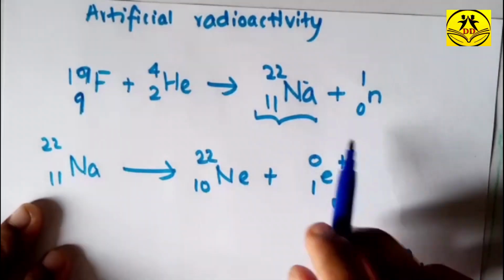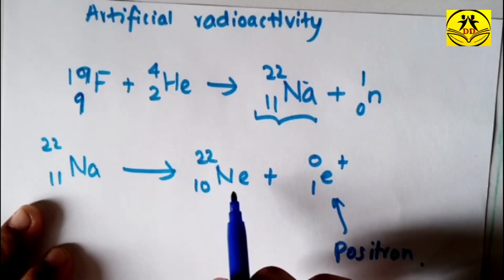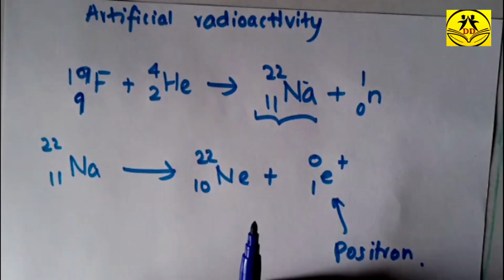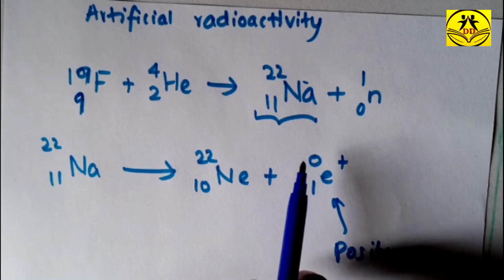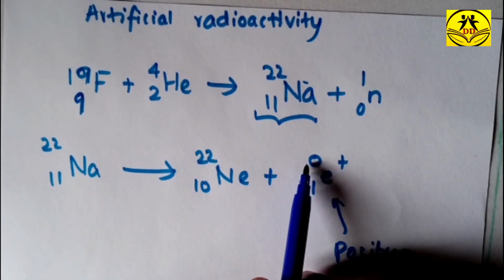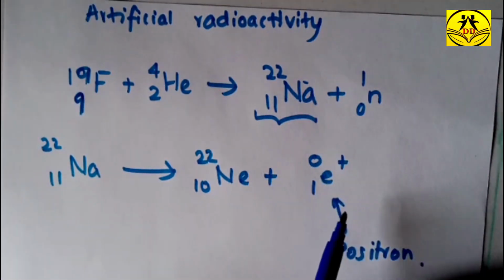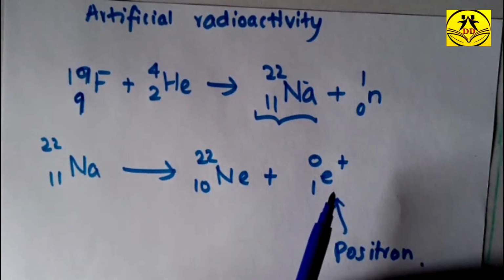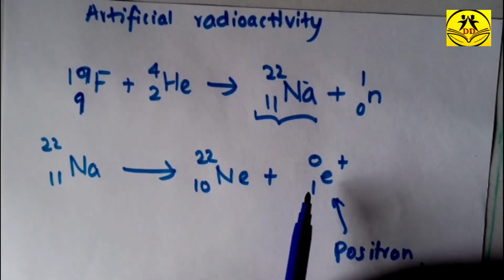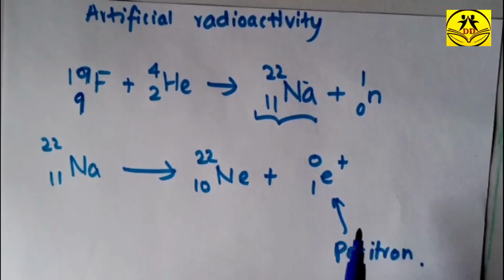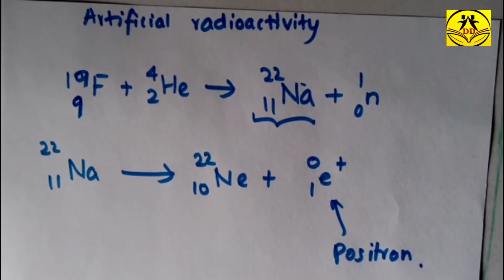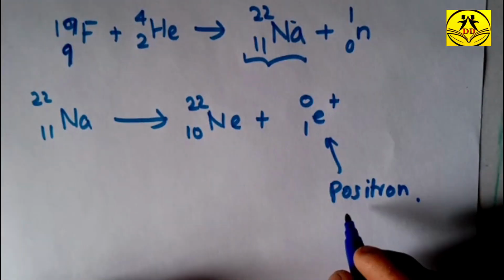So a positron is emitted only during artificial radioactive decay. A positron has the mass of an electron, which is rather massless, and a charge equal in magnitude to the charge of an electron, but positive. It is exactly the same as an electron, but the charges are opposite. This is also called a positive beta decay.